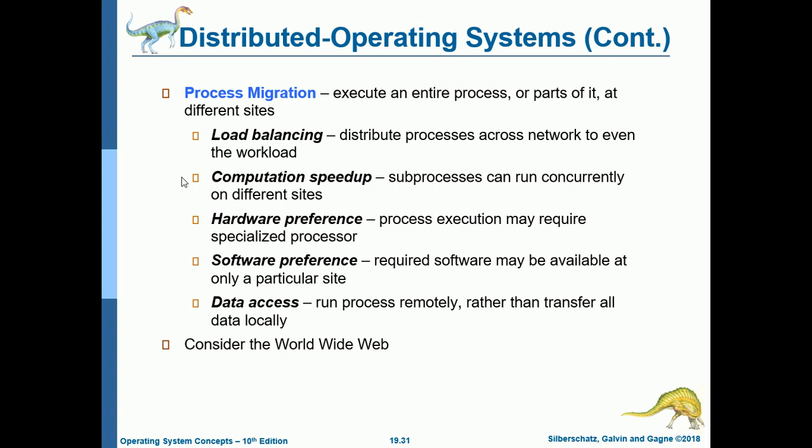So that's why you need to migrate the process to the server or the computer which has this specialized processor or hardware. And then we also have software preference. Required software may be available only at a particular site, just like with the hardware preference. And data access: run the process remotely rather than transfer all the data locally. So you can consider the World Wide Web as a distributed system that uses this mechanism.